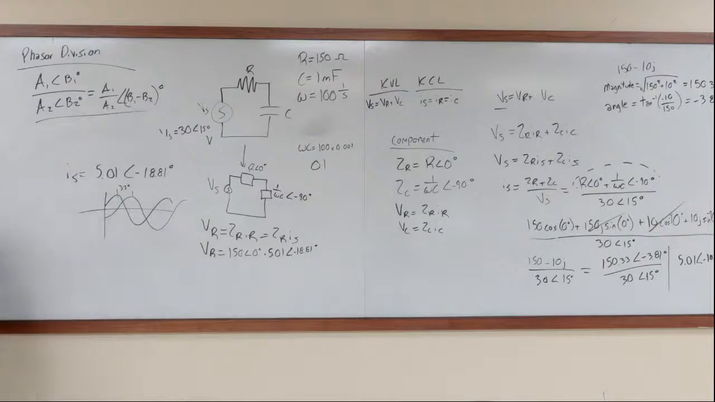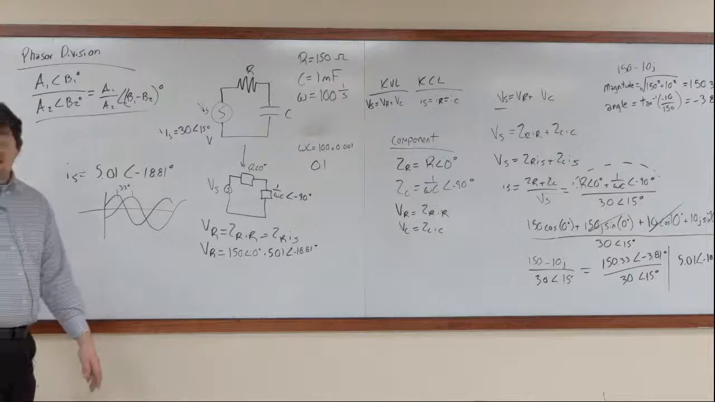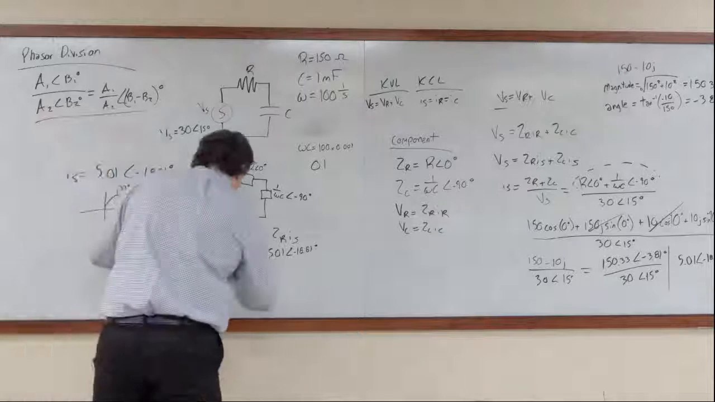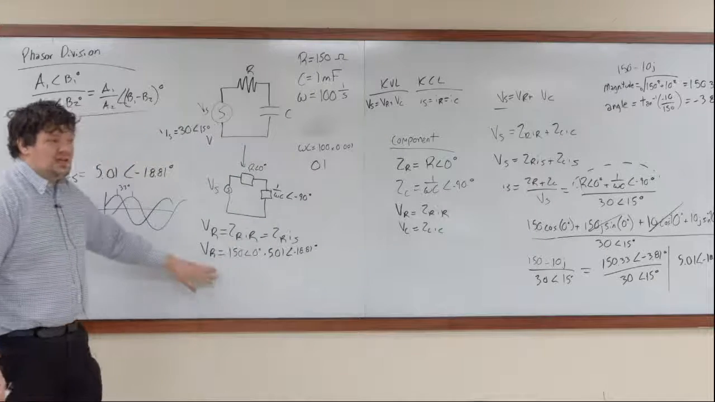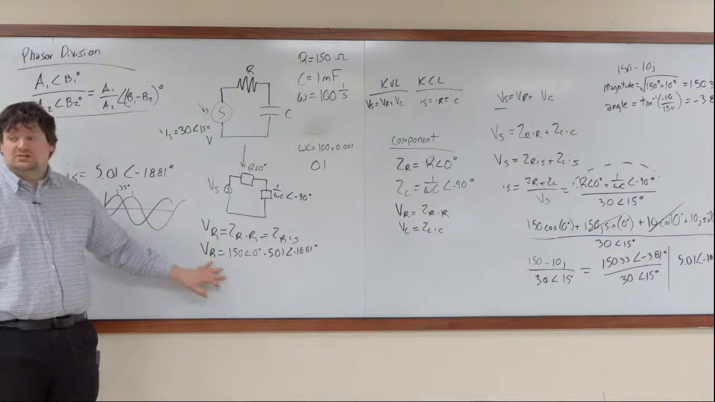Now, for division, we divided top by bottom and subtracted the bottom from the top when it comes to phase angles. How do you think we multiply? You multiply and you add them together. Yes. So here, our VR is going to be in phase with our current.